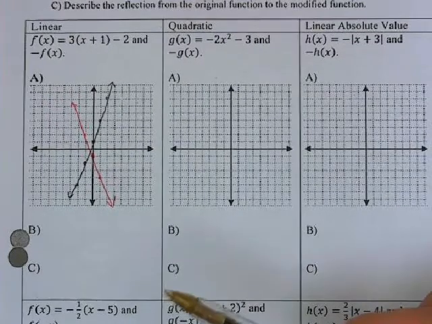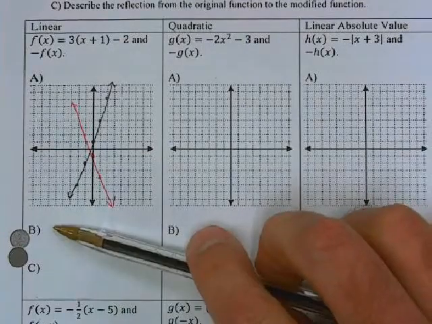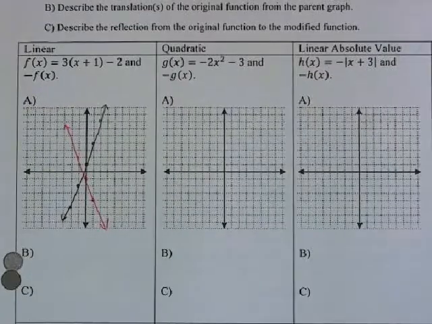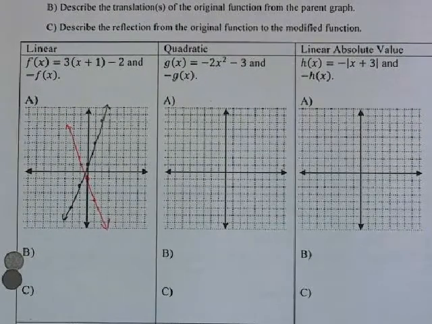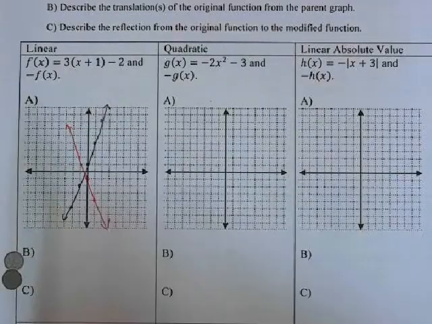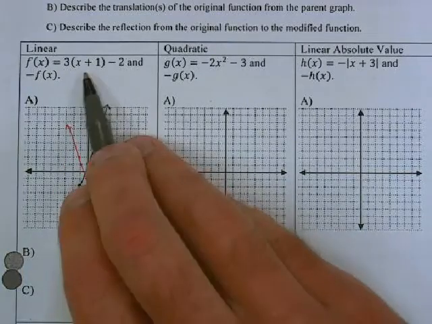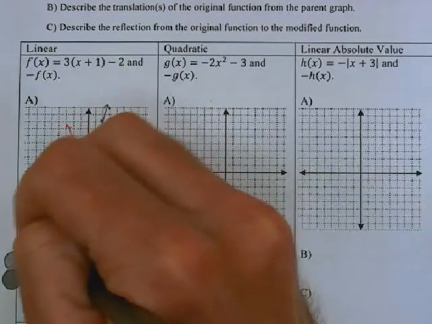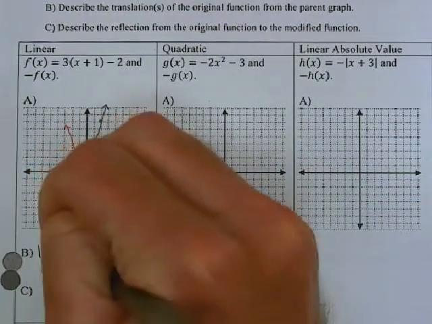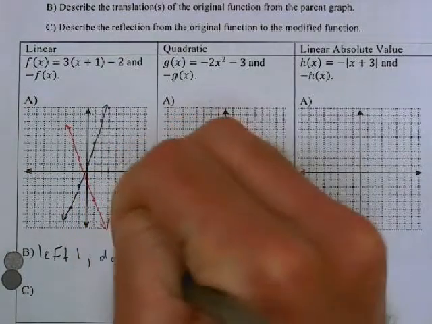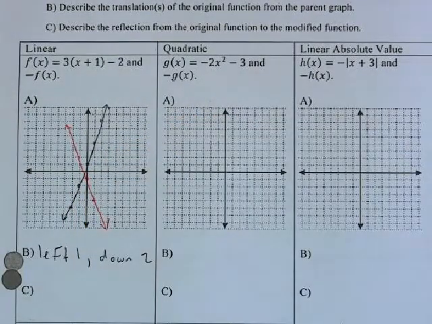Before we move on, let's do part B, and we're going to save C for a little bit later. So part B, they asked us to describe the translations of the original function from the parent graph. In other words, how is this thing shifted from the regular old graph y equals x? Well, like we said earlier, it was shifted left 1 and down 2. And that's it for part B.